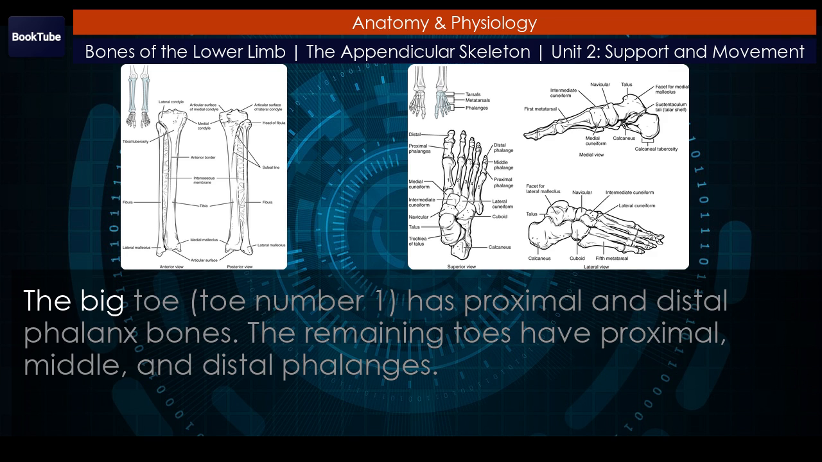The big toe, toe number 1, has proximal and distal phalanx bones. The remaining toes have proximal, middle, and distal phalanges.